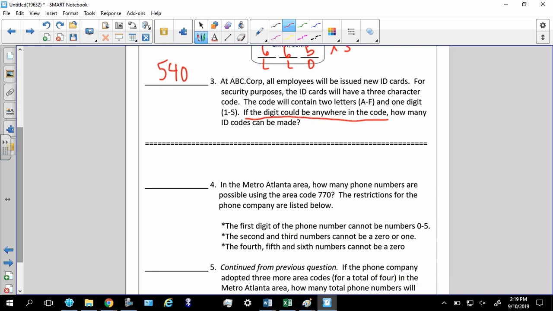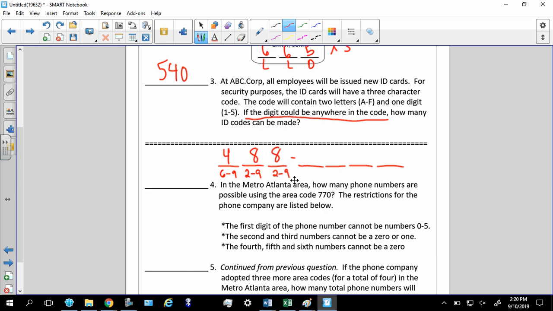All right. In the Metro Atlanta area, the phone numbers. This should be easy because we have done so many of them. You put 7 blanks. The first digit of the phone number cannot be numbers 0 through 5, so it's got to be a 6 through 9 situation, which is 4 possibilities. Then the second and third numbers cannot be 0 or 1, so that's a 2 through 9 situation for both of these. That is 8 possibilities, 8 possibilities.